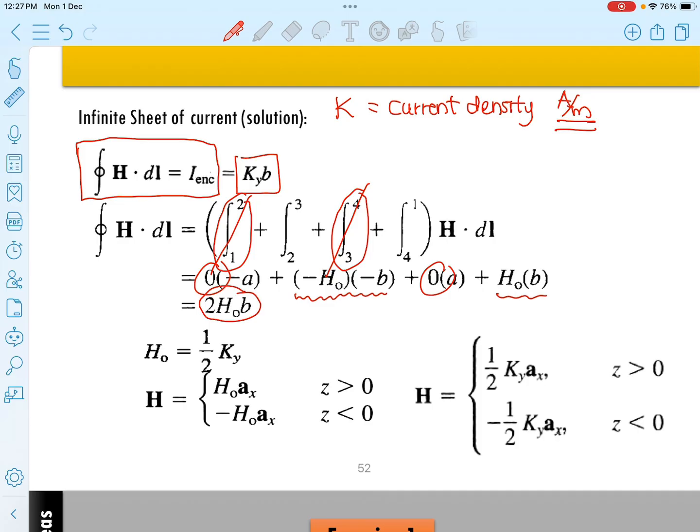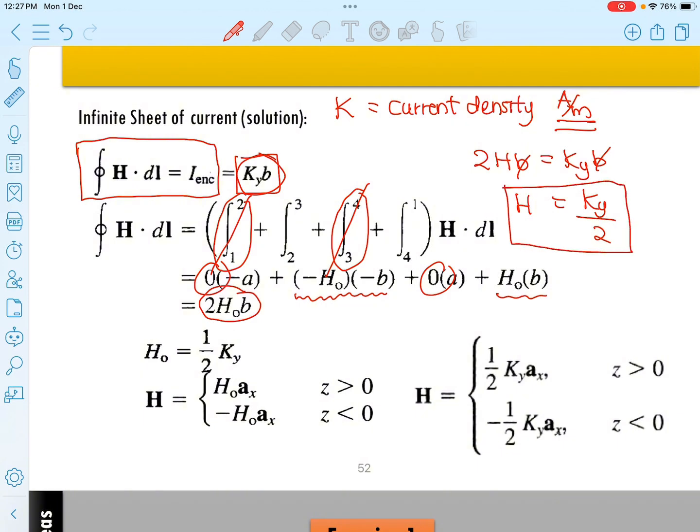So when you put this 2HB together with this KB, 2HB equals KYB. So you can cancel this B, and your H equals Ky over 2. This represents the magnitude of the magnetic field. If you want to know its direction, this is the direction over here.